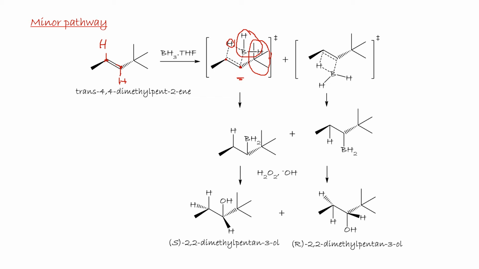Again, here is the bulky group. Remember, they are perpendicular to each other. So this is also the same stability as this one. So we add BH2 in here, then OH in here after the treatment with hydrogen peroxide and base. And then again we get S and we get R. So these products will be minor, while the previous one will be major.